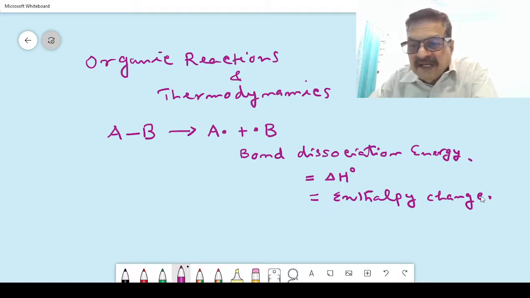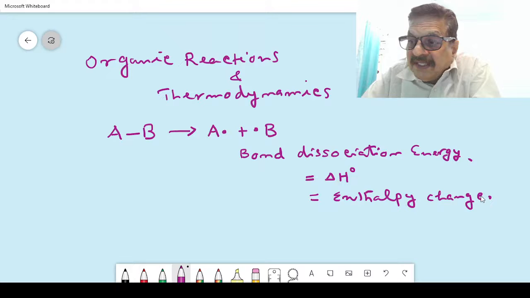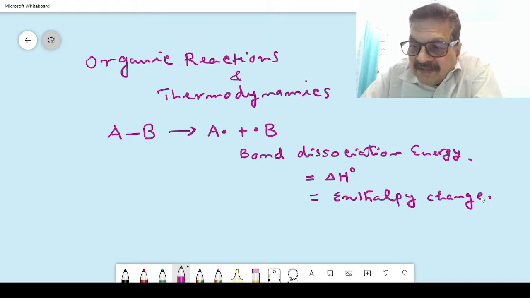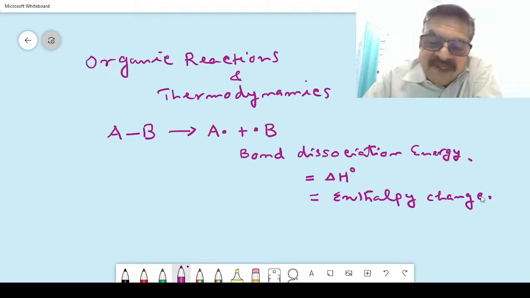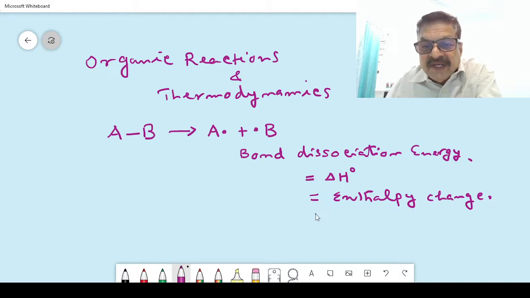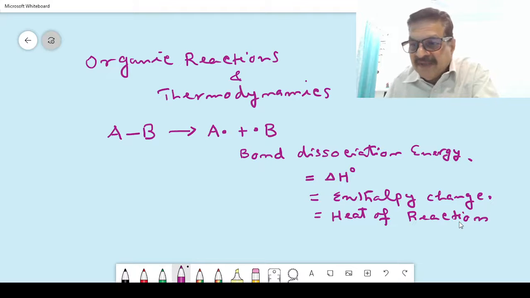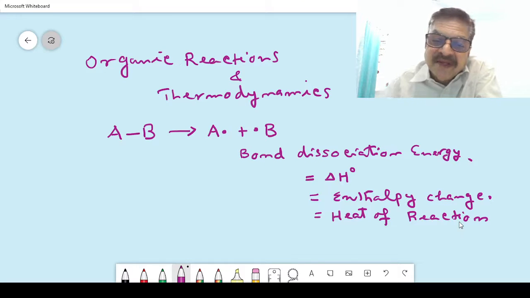Briefly I will discuss all these concepts here: enthalpy, entropy, free energy, and so on in thermodynamics. So delta H is the energy absorbed or energy released in any reaction. So it is called the enthalpy change. Enthalpy change, we can also call it heat of reaction. Enthalpy or heat of reaction, we are talking about enthalpy change only.